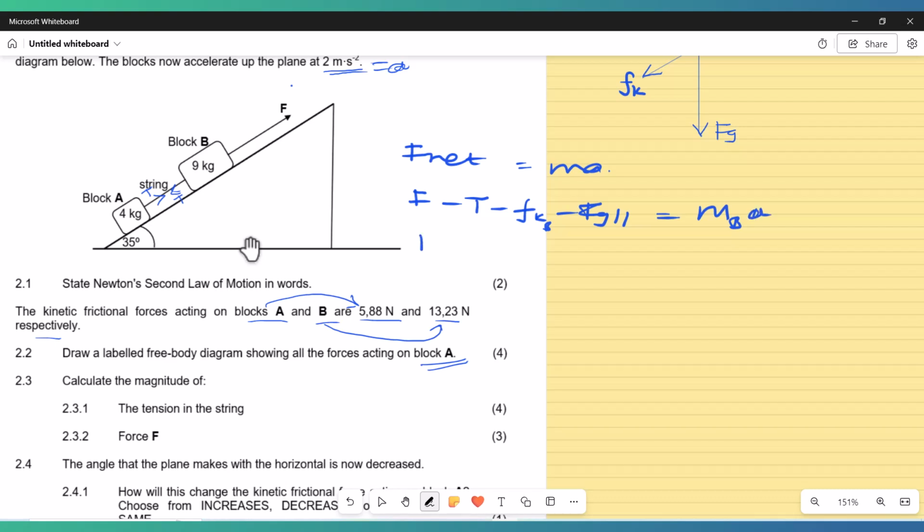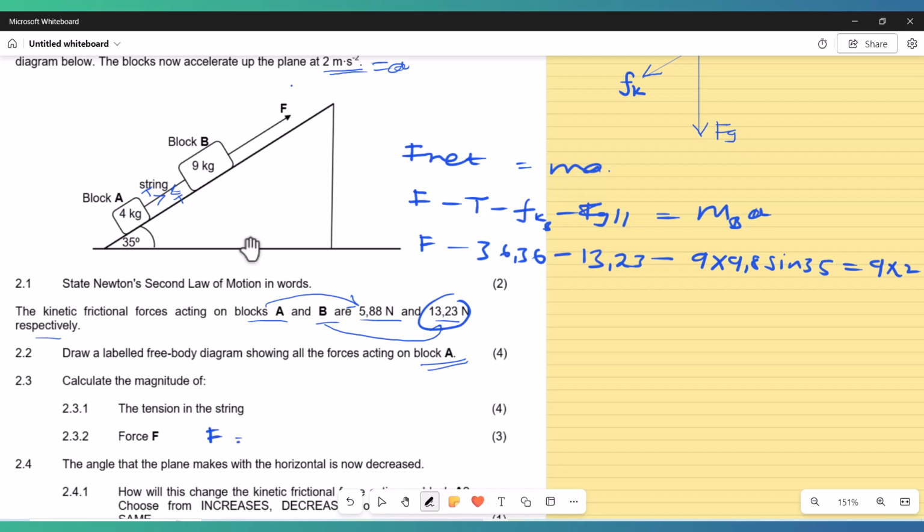So now we're looking for this force F. The tension we got is 36,36. What about frictional force here? They gave us 13,23, so minus 13,23. And then what about FG parallel? It's going to be MG sine, but the mass is 9. What about G? 9,8. Then sine 35, which should be equal to MA. The mass is 9. What about our A? It is 2.